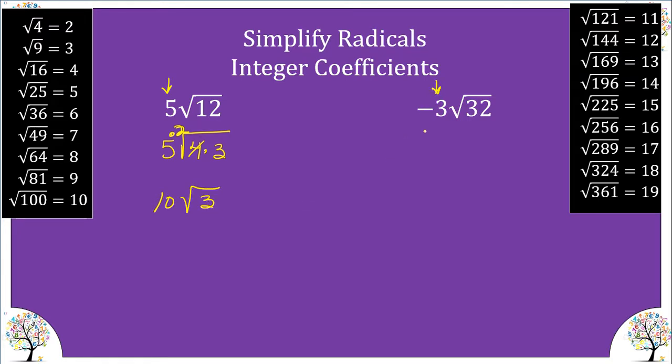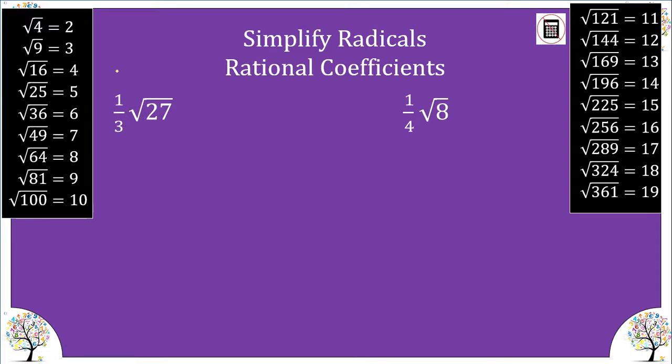Now we have a coefficient of negative 3. I'm going to bring it down. I'm going to rewrite 32. Now, once you do these over and over, you'll start to realize real quickly what the best two factors are. So 4 can go into 32, 4 times 8. But there's a better one. Let's do 16. So 16 times 2 is 32. When I take the square root of 16, I get 4. So I'm going to multiply negative 3 times 4, and I get negative 12 square root of 2.